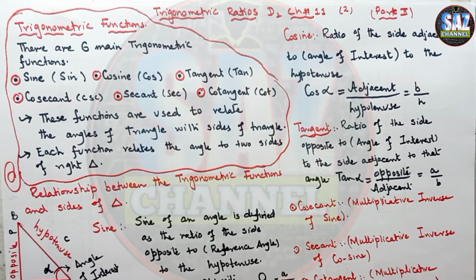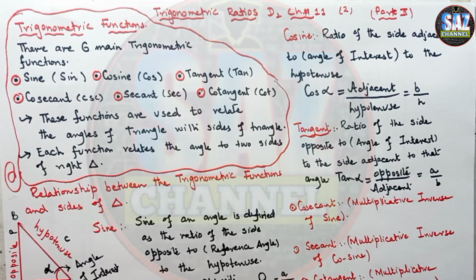This is my second lesson of D2, chapter number 10, exercise 11A, about the trigonometric ratios. Before going to the lesson, there are some key terms that we have to understand: what is trigonometry, what does the term ratio mean, what are the trigonometric ratios, what is the use of these trigonometric ratios, and when, how, and on what type of triangle we have to apply all these trigonometric ratios.